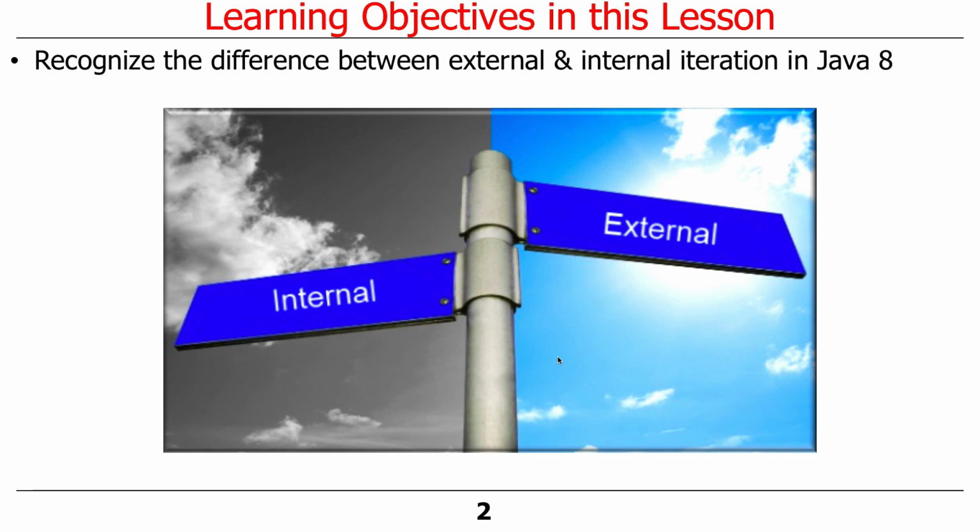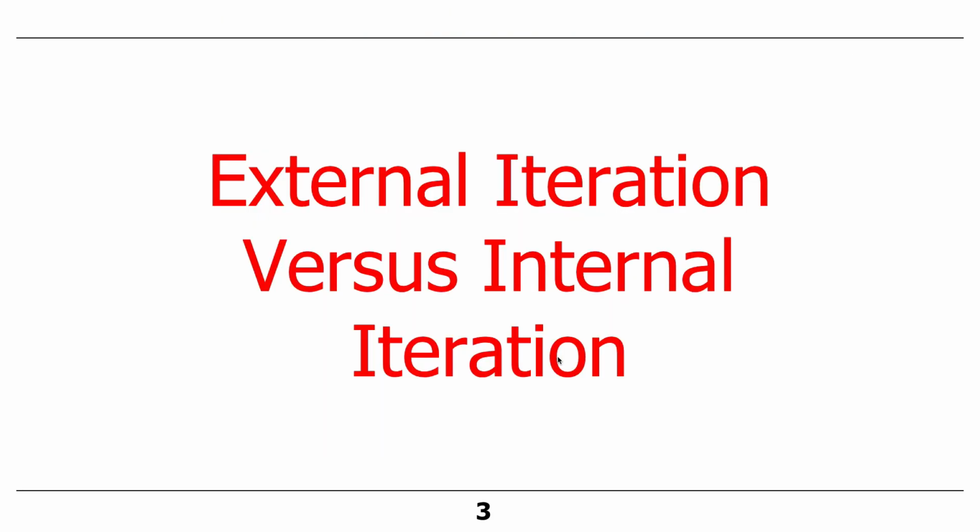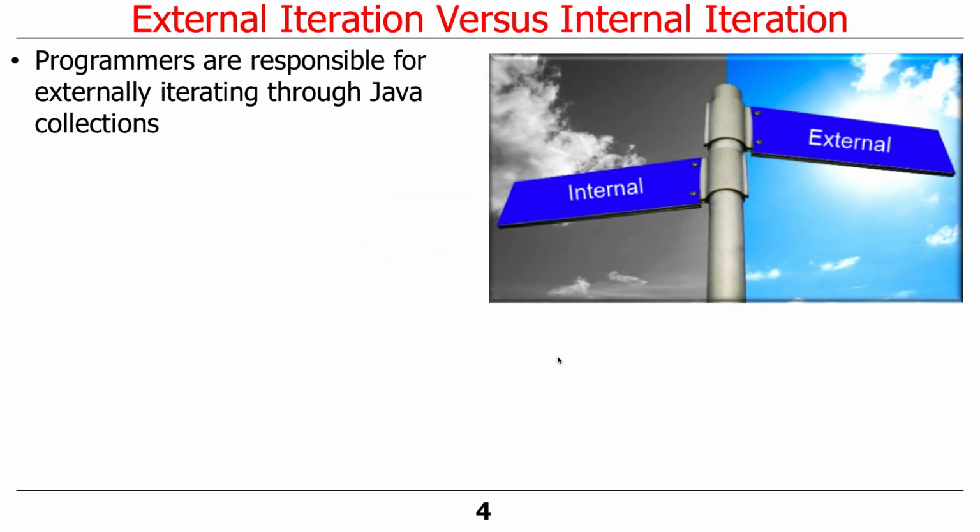Earlier versions of Java only supported external iteration. Java 8 and beyond support both external and internal iteration. So we'll talk about what that means. So historically, programmers have been responsible for externally iterating through Java collections. What the heck does that mean?